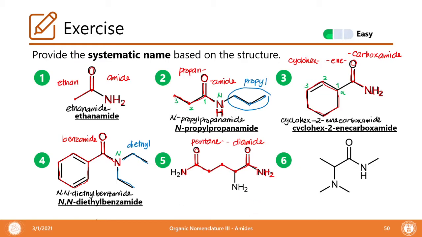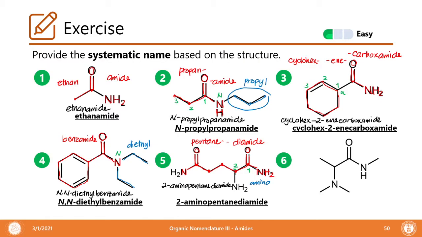And then we have here a substituent amino, and that's at position 2 of the parent chain. And so when we assemble the name, we get 2-amino pentane diamide. Okay, 2-amino pentane diamide.